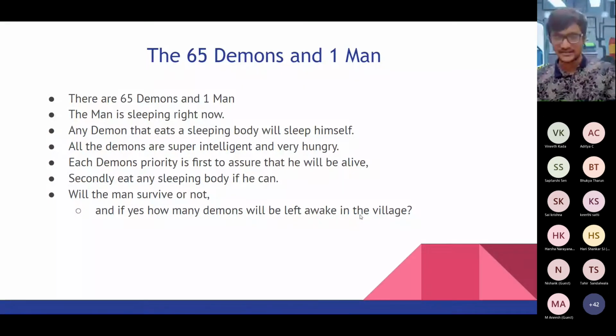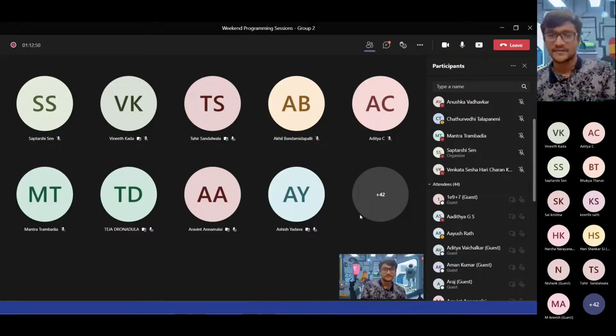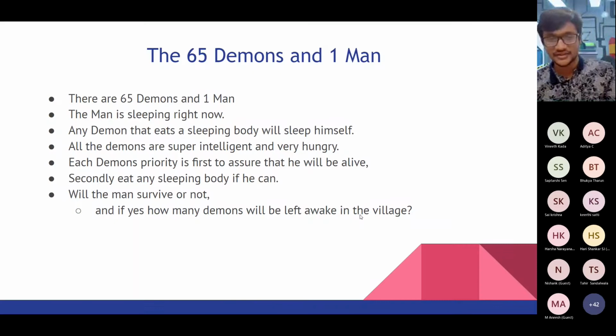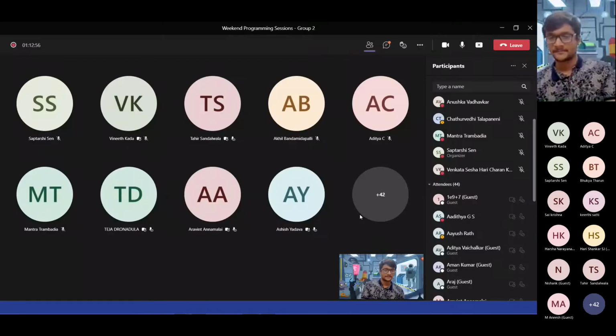So there are 65 demons, one man. The man is sleeping right now. And anyone who would eat the man or the sleeping body would sleep himself. All the demons are super intelligent and very hungry. And each demon's priority is first to assure that he will be alive. And after that, if he can eat someone, he will. So the question is, will the man survive or not? And if he will, then how many demons will be left awake in the village?